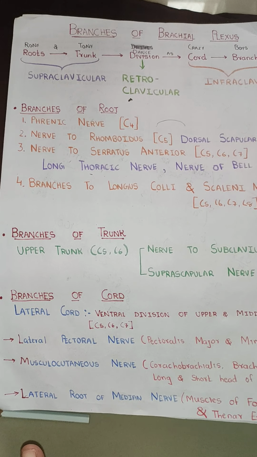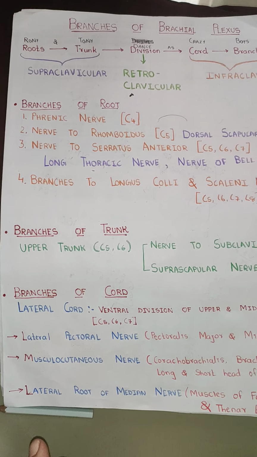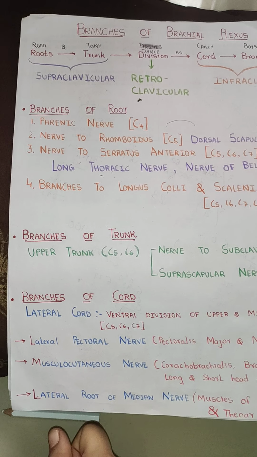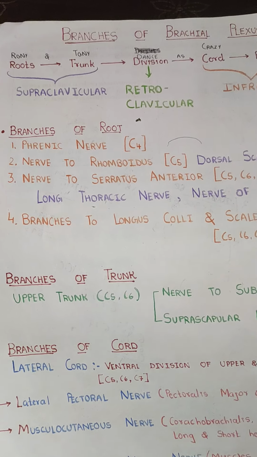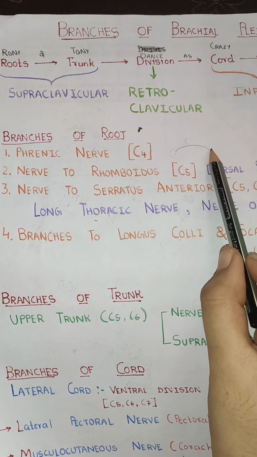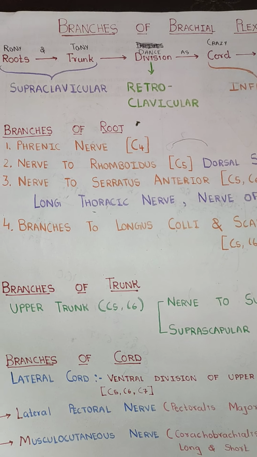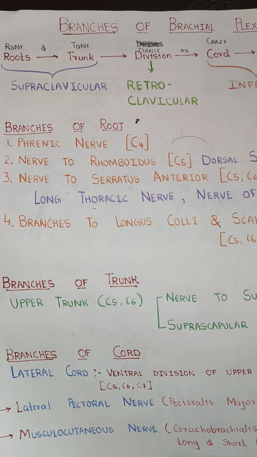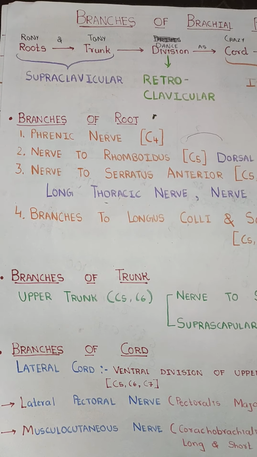So now, let's start with the branches of root. First is phrenic nerve. Phrenic nerve means nerve to diaphragm. It looks like a C shape. Hence, the root value is C4. How many people are in the diaphragm? We say 4. Nerve to diaphragm, that is phrenic nerve, root value C4.